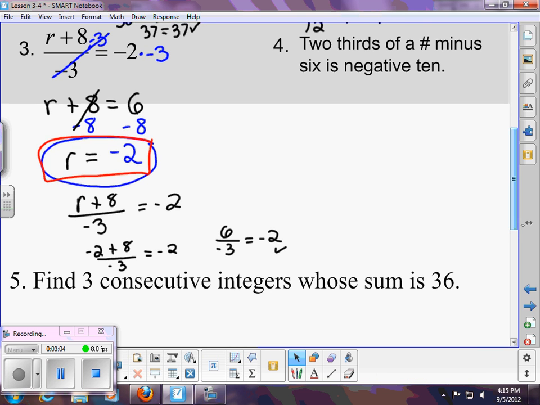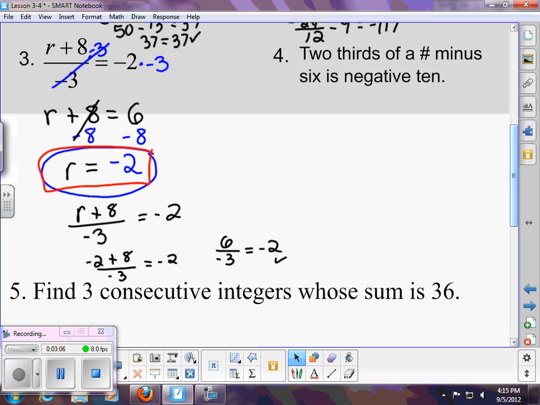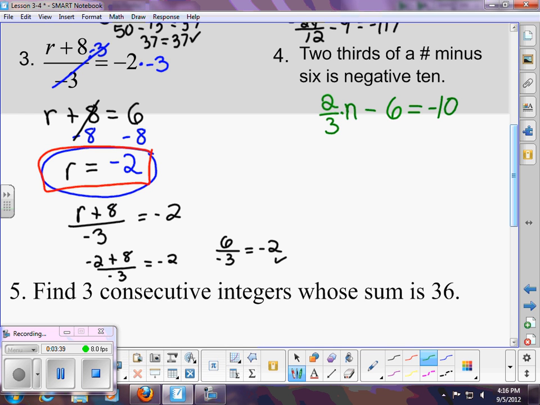Lastly, number 4, not really lastly, before we get into the next type of questions, I guess you could say, number 4 is 2/3 of a number minus 6 is negative 10. Here we're expected to write out the algebraic equation first. 2/3 of a number means 2/3 times n, or you can use any variable. Minus 6 is negative 10. So now that we have our equation, let's solve it.